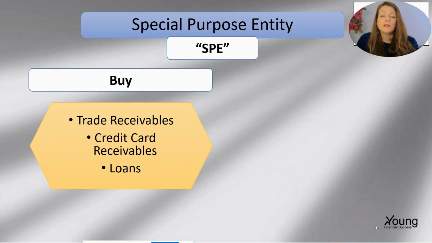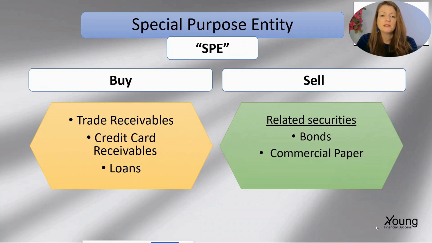So if they want to use a special purpose entity to buy, then they're going to use trade receivables, credit card receivables, loans, and they can do it all within the special purpose entity within their business. Or they can sell within that. They can use this to sell bonds and to get some financing, or commercial paper, another type of borrowing.